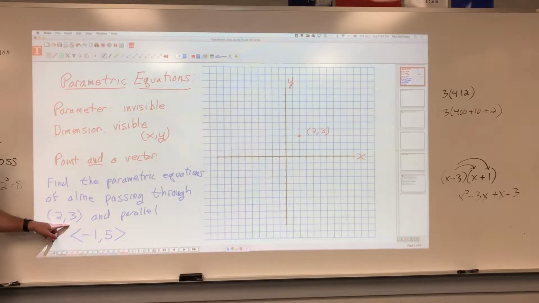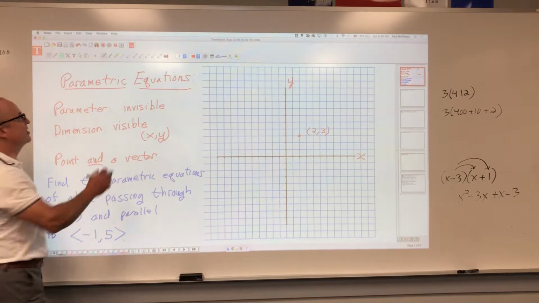Follow this vector from this point. It's the first thing we're going to do. Follow this vector from this point. Pretend this vector has to be here. What would that look like?